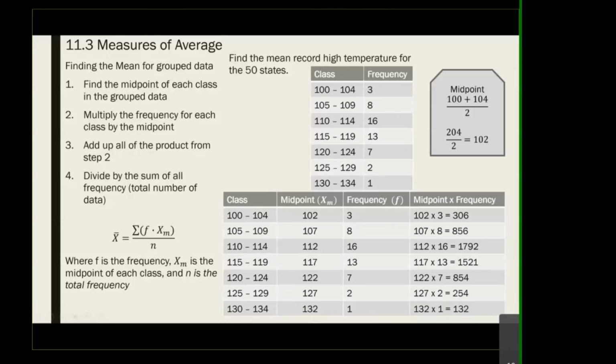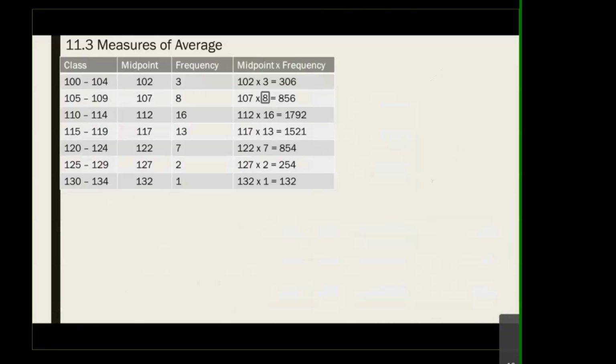The midpoint times the frequency, or the frequency times the midpoint. It doesn't matter how you multiply, right? 3 times 4 is the same as 4 times 3. So once you have this, we have our midpoint multiplied by the frequency. The third step is we need to add all of these values up.